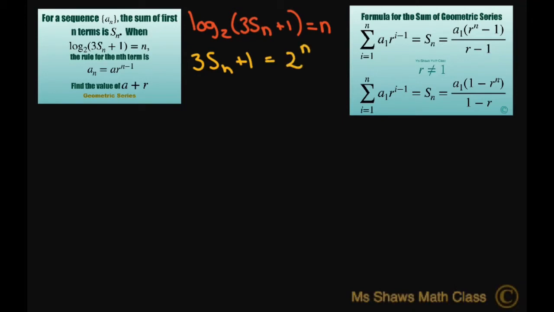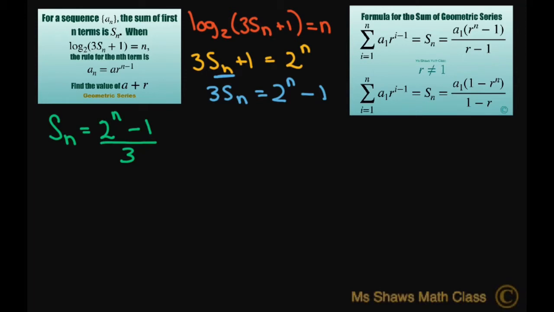All right, let's solve for s sub n. So subtract 1, you get 3s sub n equals 2 to the power of n minus 1. And then divide both sides by 3, you get s sub n equals (2 to the power of n minus 1) divided by 3. All right. Now, what we need to find is a sub n. So we can find the first term and the last term.